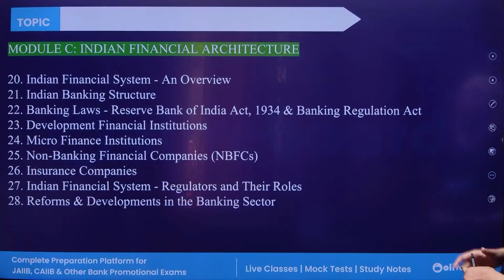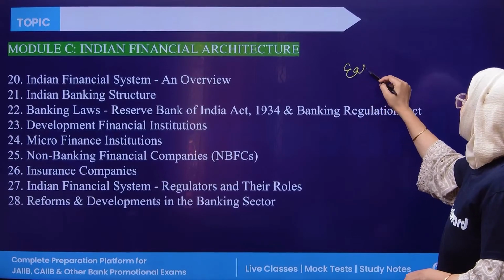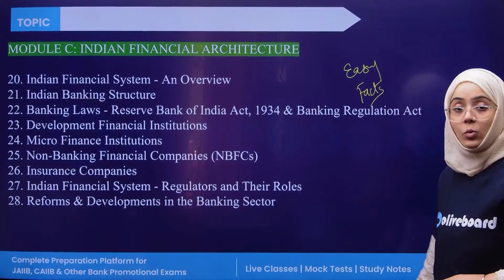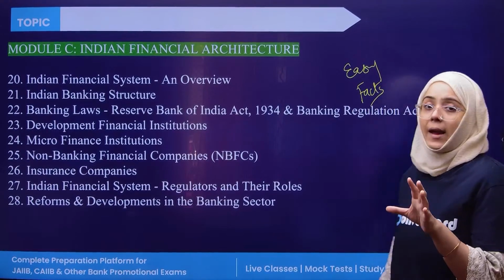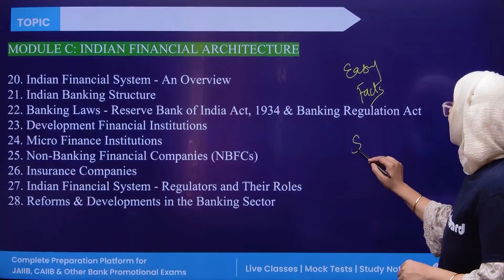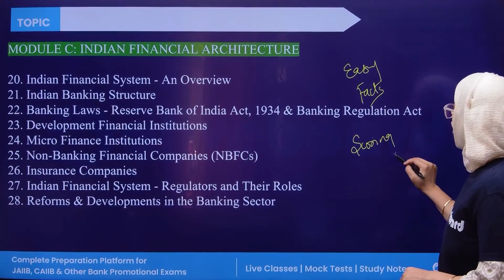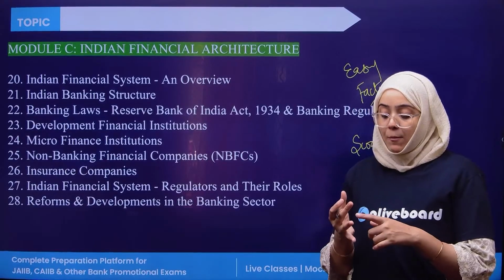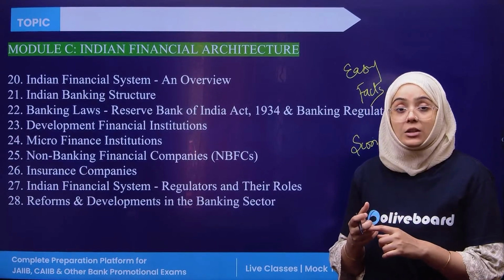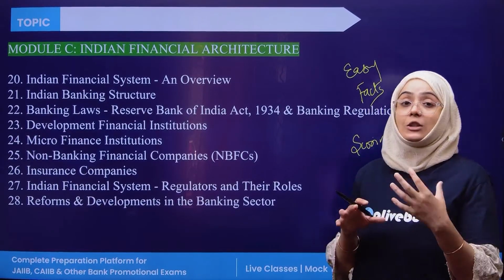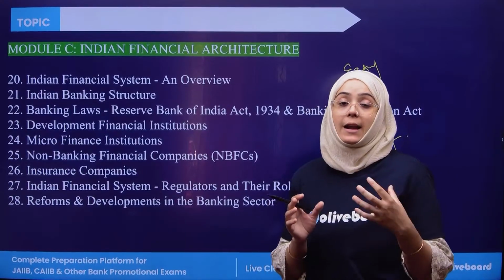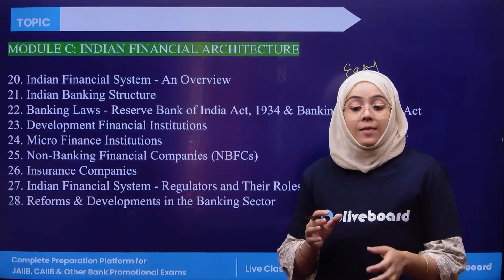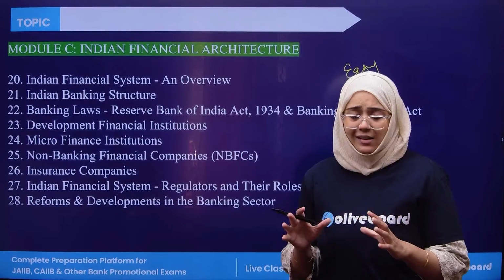Now module C, again a very easy module. It is all about facts. No concepts are there in this module. The complete facts, and these are very scoring. Why? Because all you have to do is memorize bank names, the year, their headquarters, what different banks were nationalized in 1980 or 1969, SBI, RBI, the Banking Act, everything.